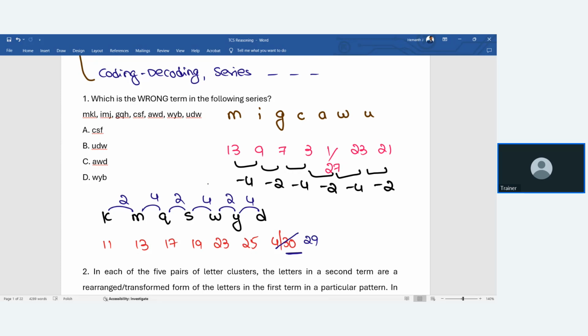Next cycle: Z value is 26, A value 27, B value 28, C value 29, D value 30. After Z, A will come, Z is 26, A will be 27, B will be 28, like that it will keep going. So in that fashion, you can observe there is a problem with the last letter D. So U, D, W, here we have an issue. Instead of D, it should be C. So the wrong term is U, D, W. I believe you understand this question. Clear? Right. So let's focus on the next question.